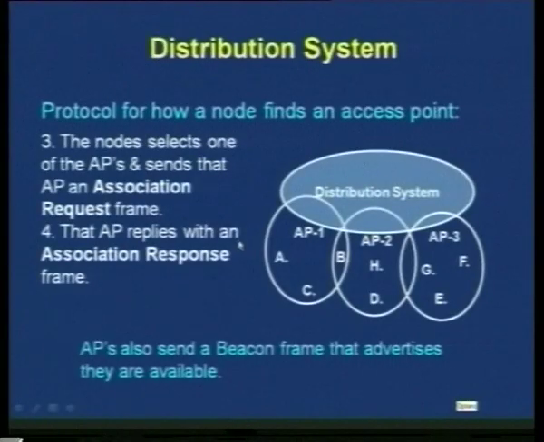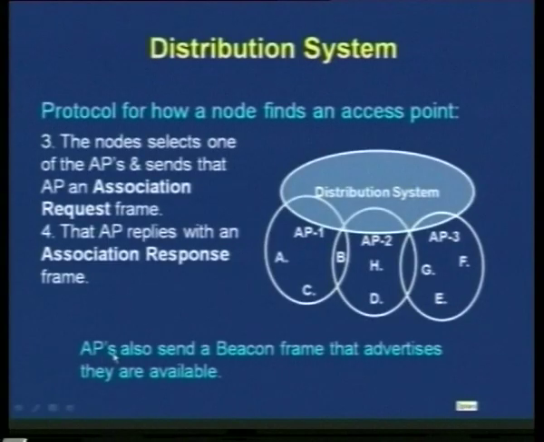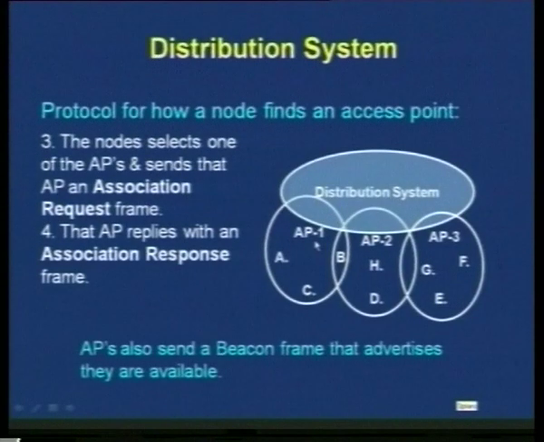In addition to this, there is also one more mechanism available. This particular mechanism is called the active association mechanism. The other mechanism I am going to talk about now is called the passive association mechanism. Here, the APs, the access points, periodically send a beacon frame that advertises that they are available. A beacon frame is something like saying, I am available, these are my capabilities. So, it just keeps on sending that information.